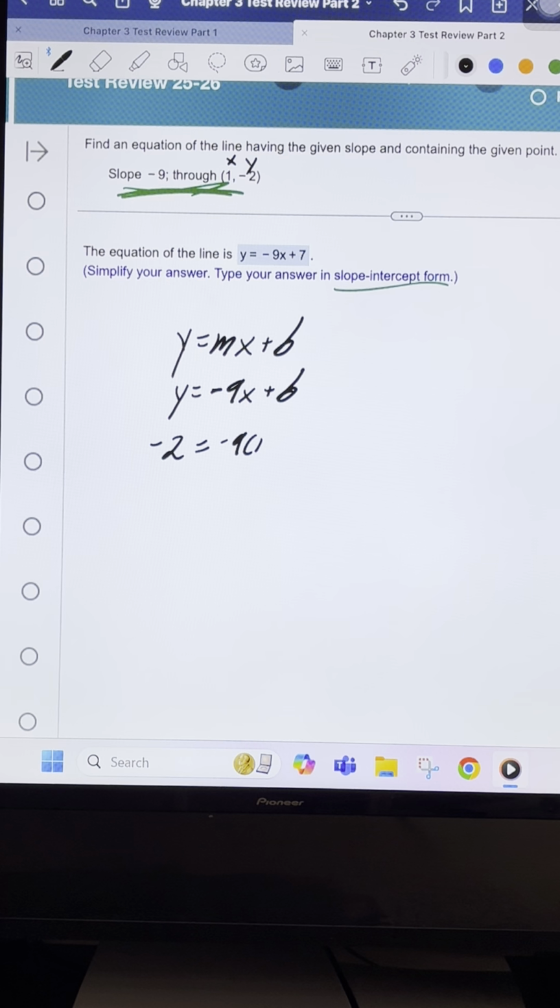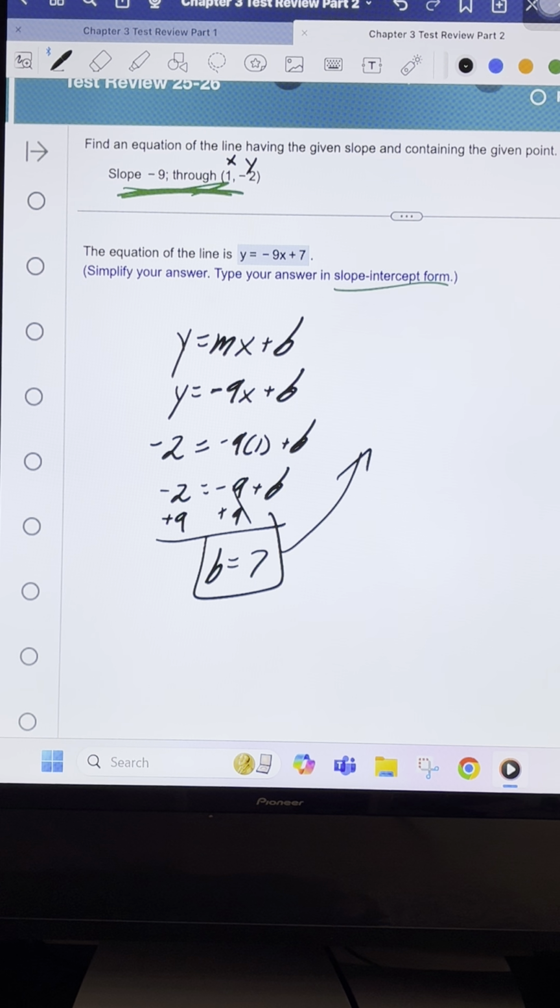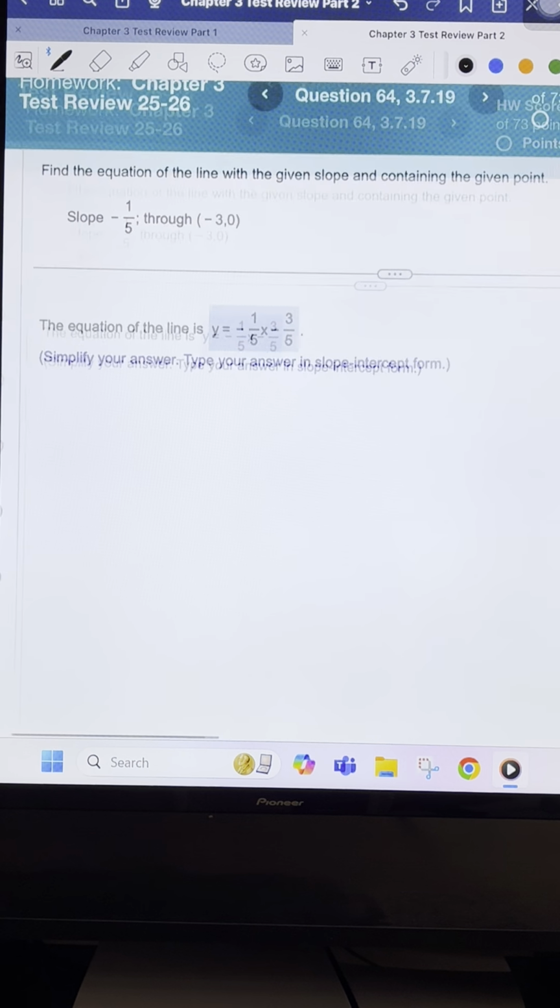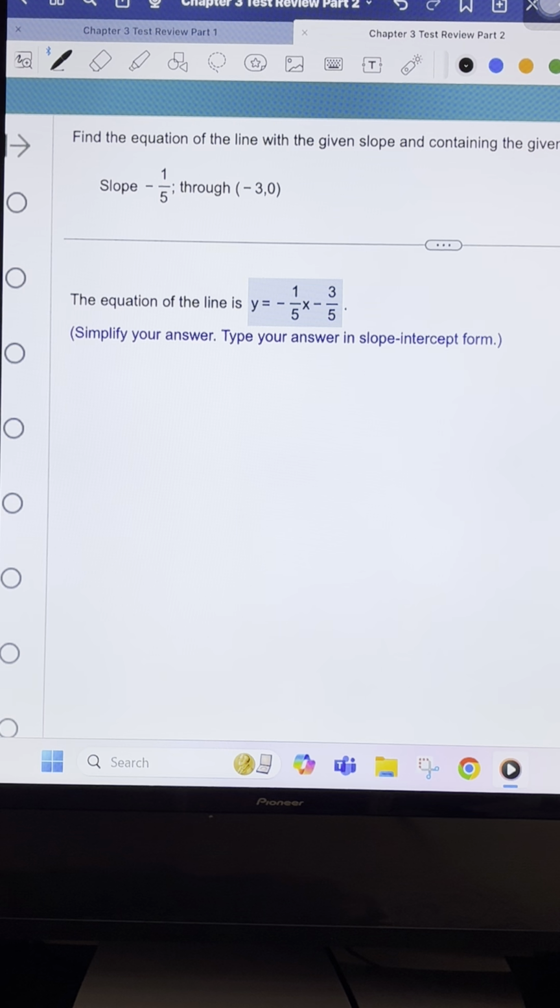So negative 2 equals negative 9 times 1 plus b. Negative 2 equals negative 9 plus b, plus 9, plus 9. So my b is equal to 7. Now that my b is equal to 7, now I can write down my entire slope-intercept form, which is y equals negative 9x plus 7. Okay?